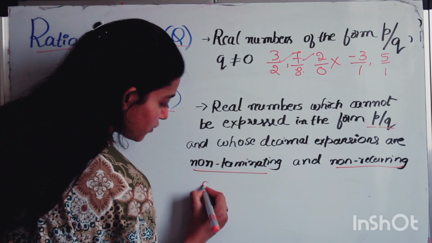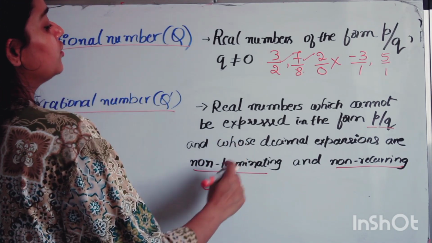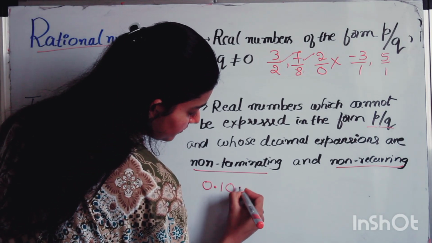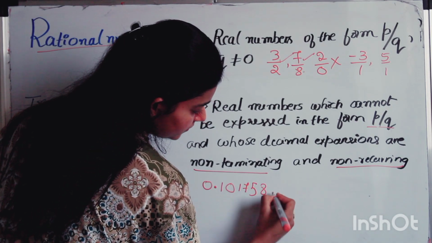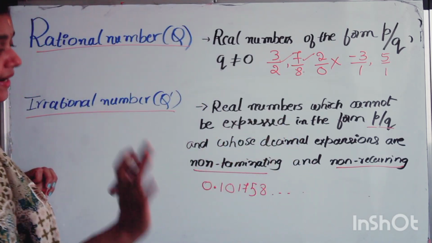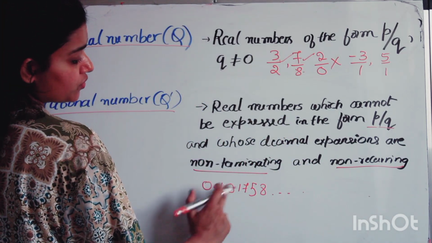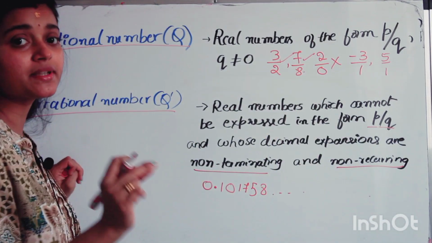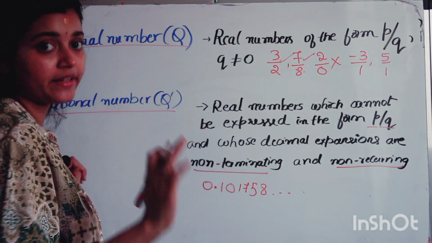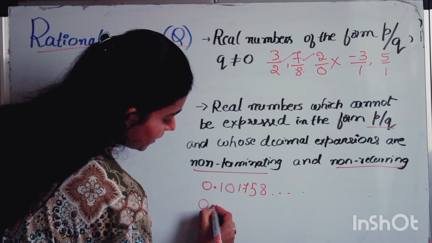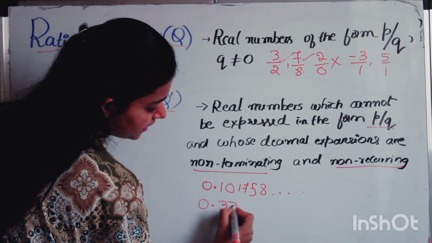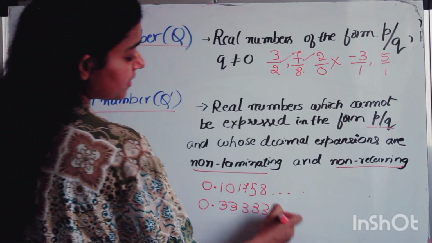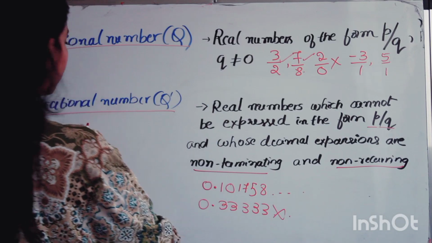After the decimal point, if you consider the decimal expansion, non-terminating means it goes on and has no end. Similarly, non-recurring. Recurring means repeating, so non-recurring means not repeating. The digits are not repeating. Repeating means 3, 3, 3 like this. This is repeating, right? But this is not the case in an irrational number.